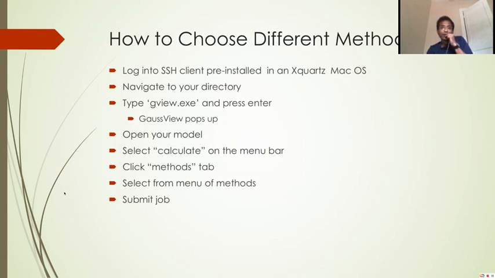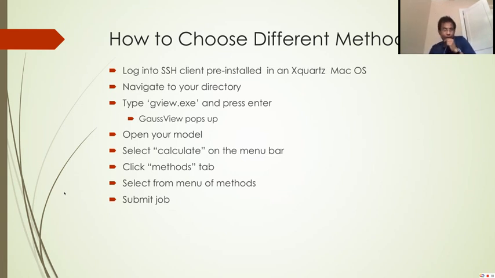Here, how to choose different methods. Currently, I'm using the Mac operating system. So what I did first, I downloaded Xcode for Mac OS, because it's very important to run Gaussian, meaning Gauss View and Gaussian. You have to download Xcode in Mac OS.